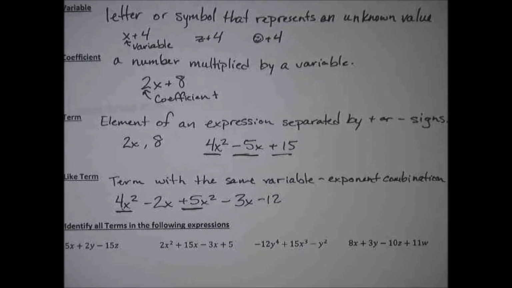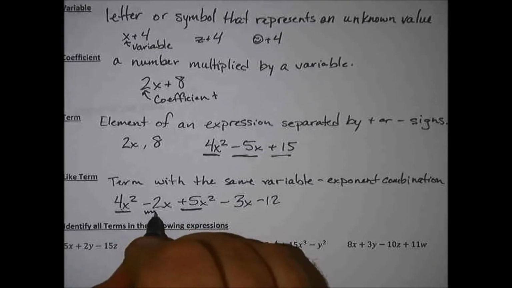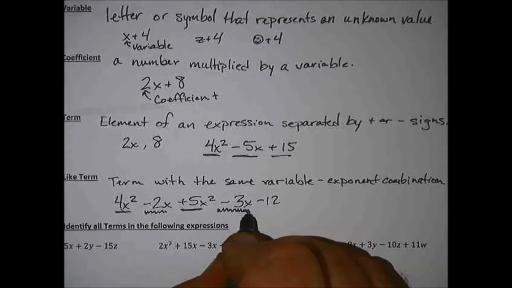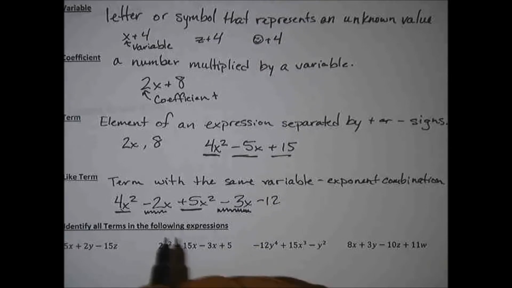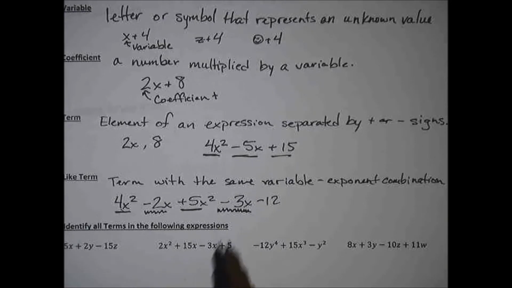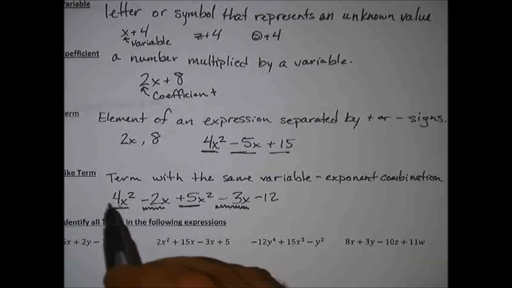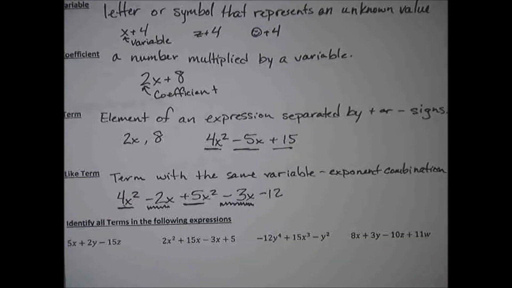Okay, and same thing with the negative 2x. Can use a different symbol to signify that it's a different set of like terms. But there's two sets of like terms in that expression. So what we're going to be working on today are methods to combine those. If you notice, when we're talking about like terms, the coefficients can definitely be different. The only thing that has to be the same is the variable exponent combination.